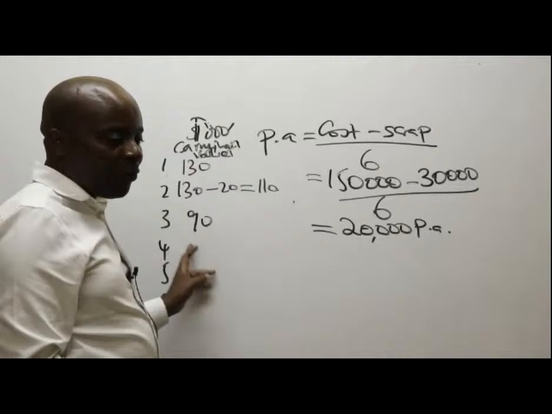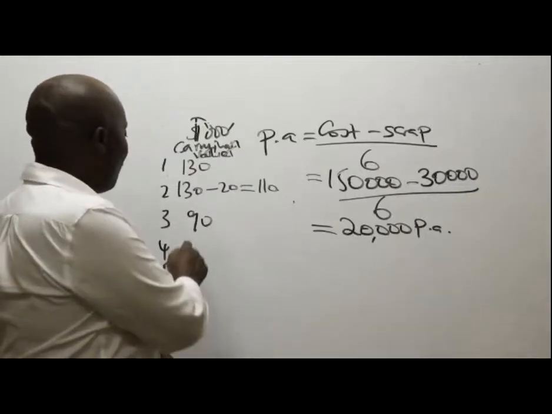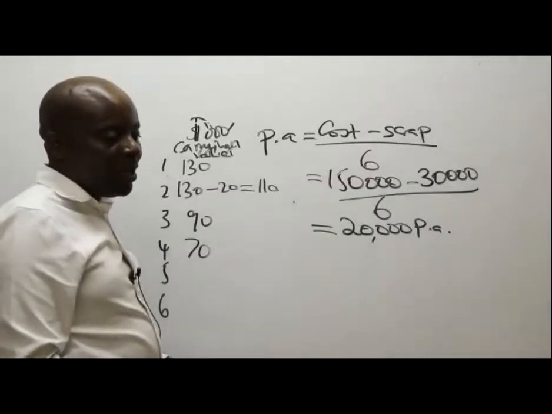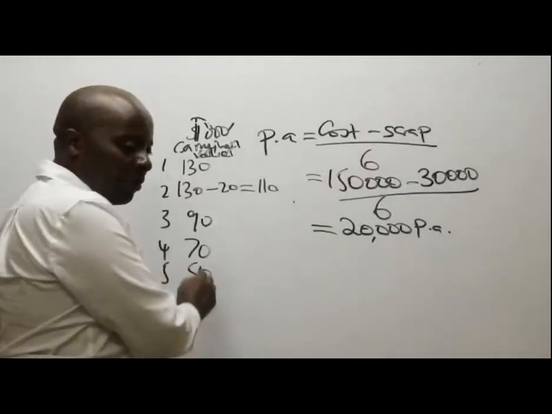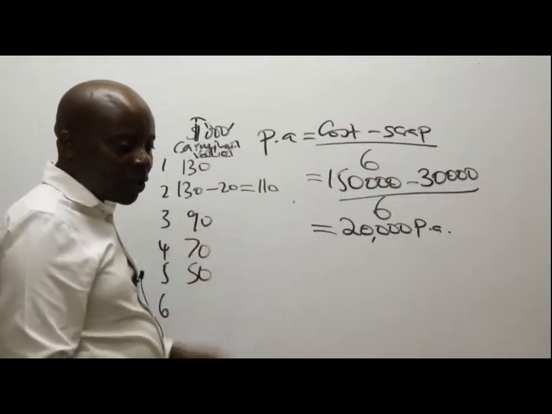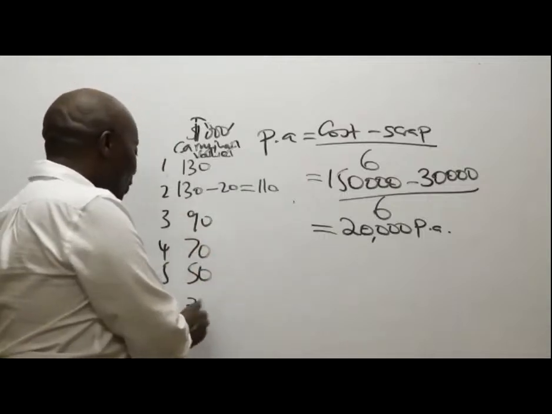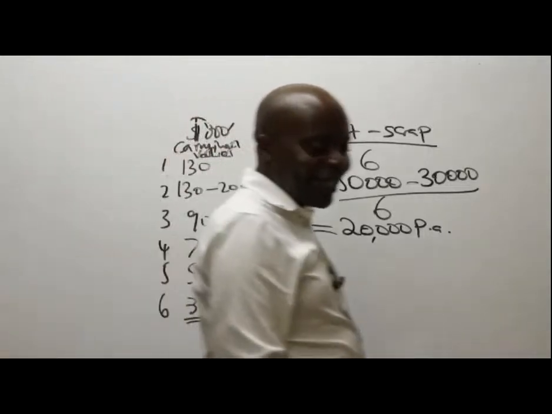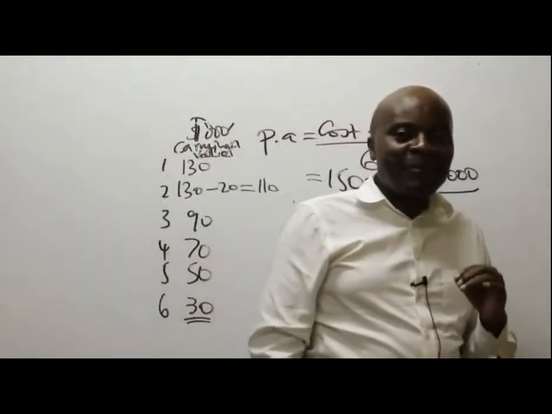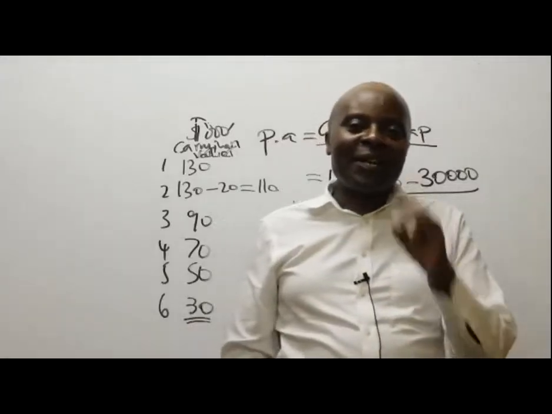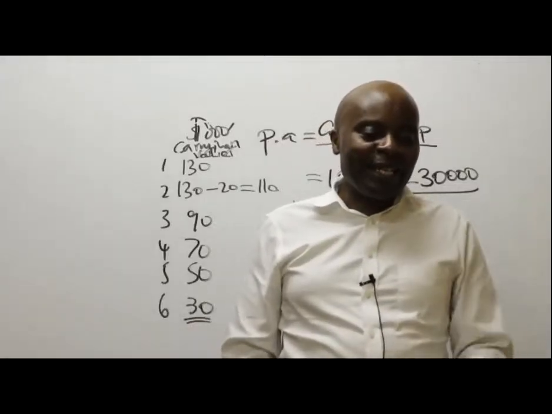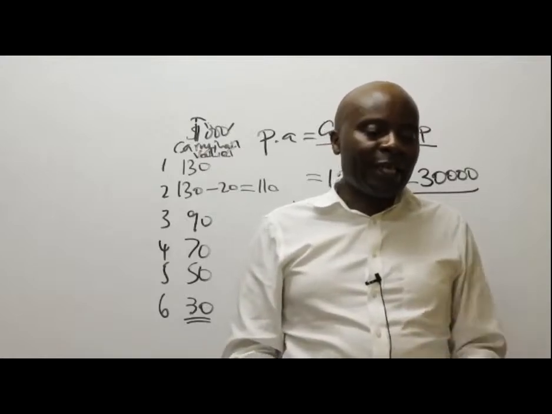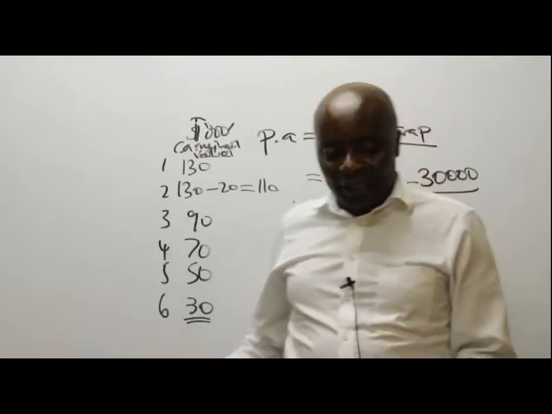Go to year number 4. Year number 4 is 70. Year number 5 is 50. How about the last one? Year number 6. Is there somebody who is seeing something funny there? It cannot end at 0, because remember the scrap value after 6 years is 30, so it must end up at 30.